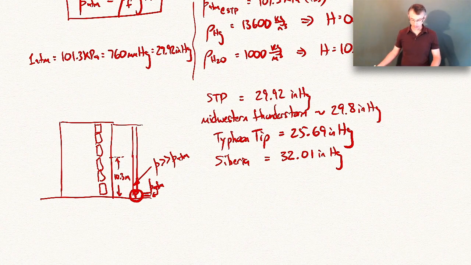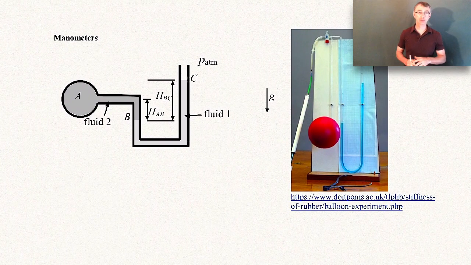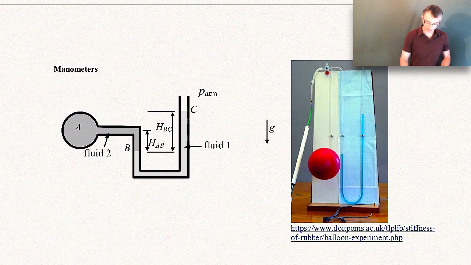Let me move on now to manometers. Barometers are used to measure the pressure of the atmosphere. A manometer is used to measure the pressure relative to the atmosphere, typically. So I show a picture of a manometer here. This is a manometer that's called a U-tube manometer.